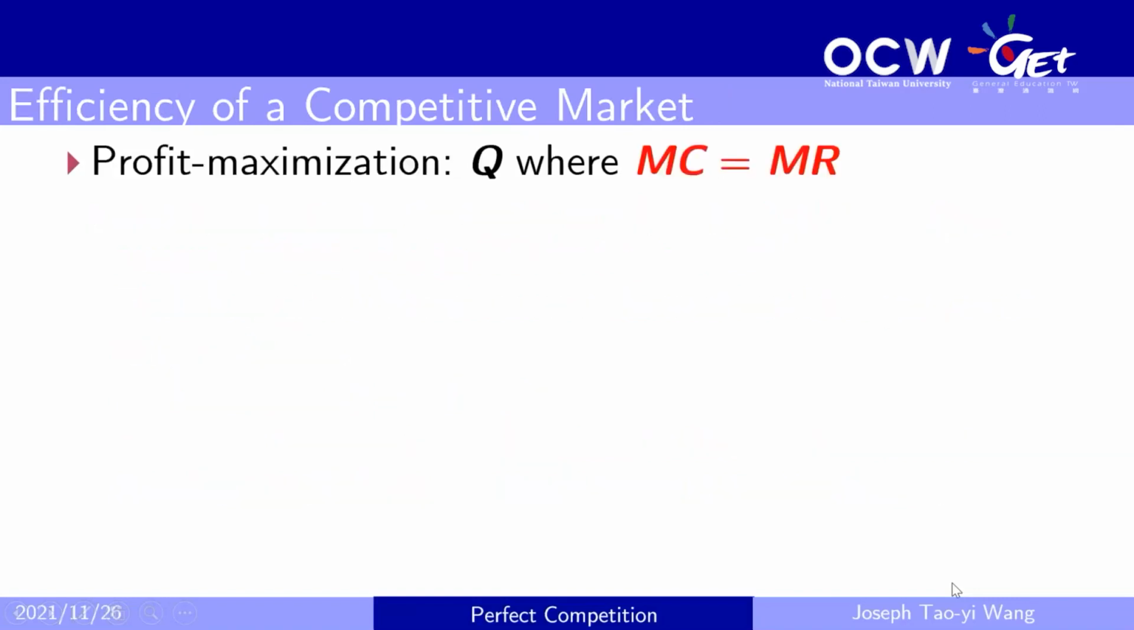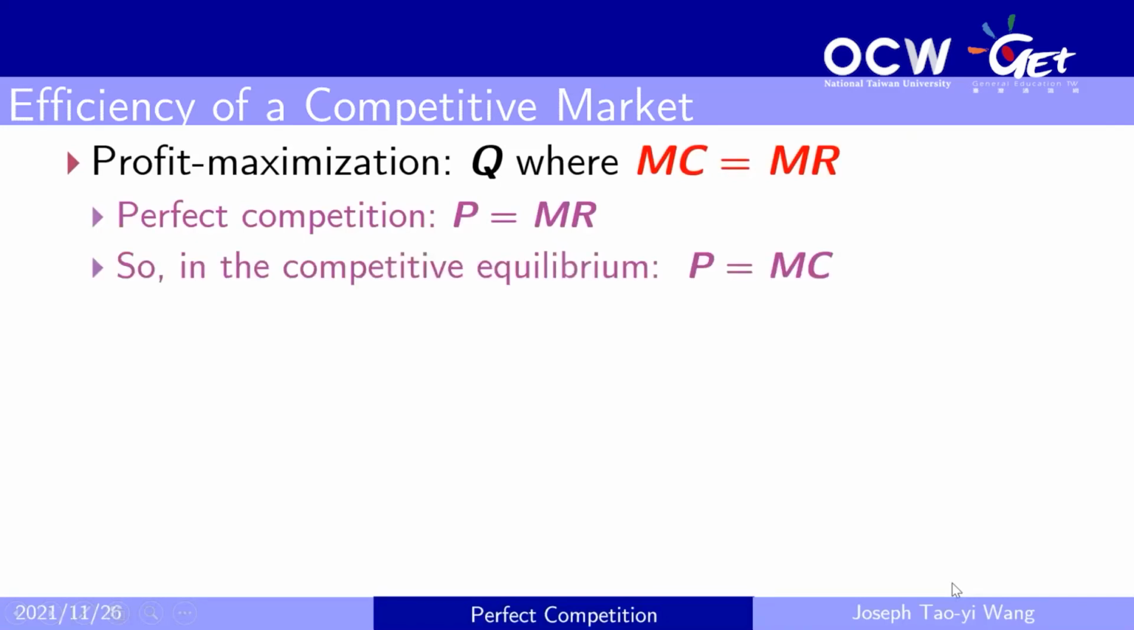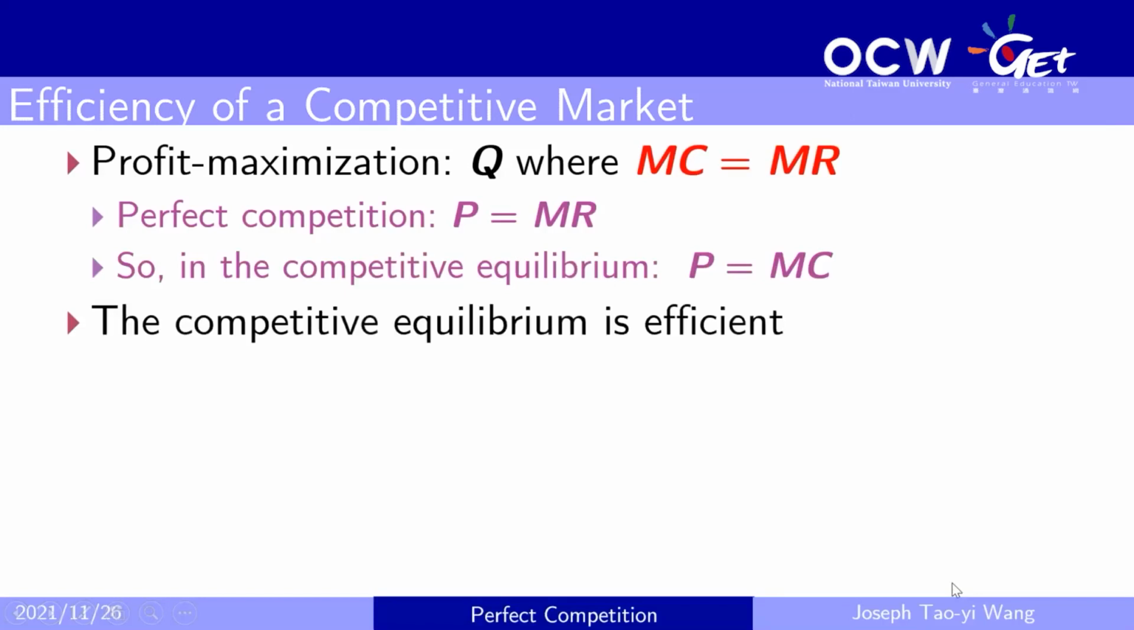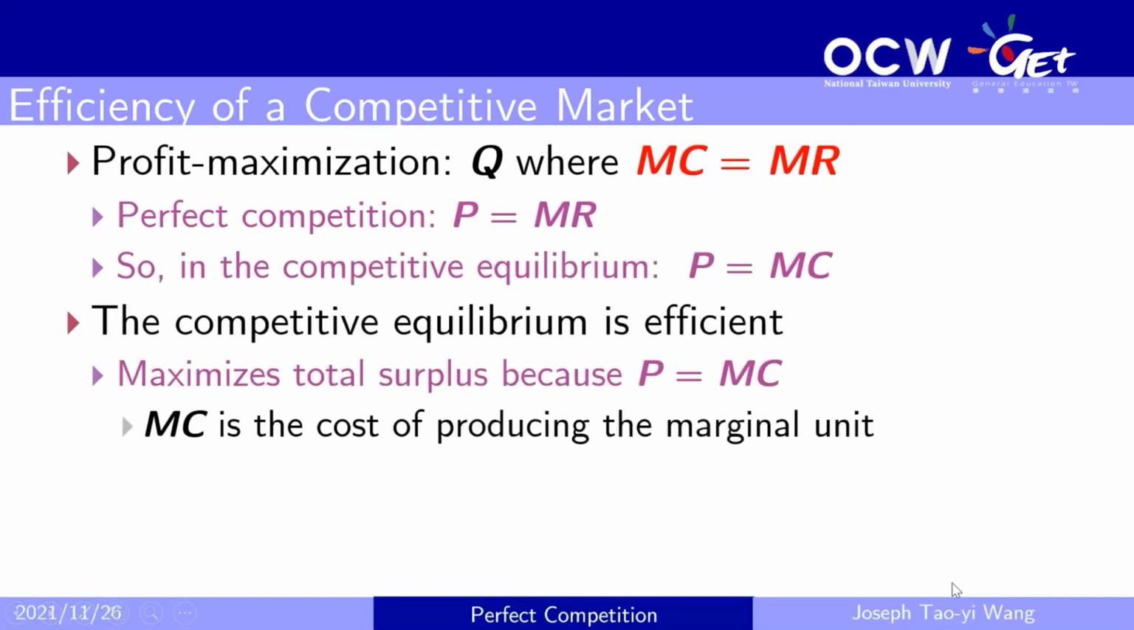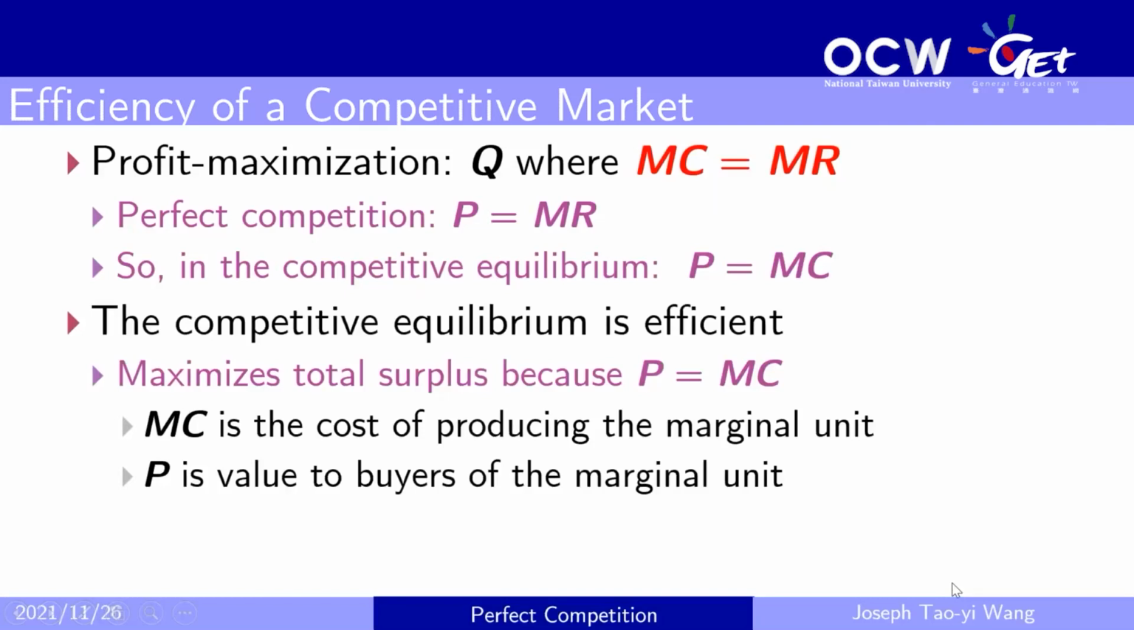Okay, finally we'll look at whether or not this market is efficient. Remember, to maximize profit, you always want to produce where MC equals MR. And under perfect competition, because MR equals the market price, you are pricing at marginal cost. So in this sense, the competitive market is efficient because you are pricing at marginal cost. Total surplus is maximized, because the marginal cost is the cost of producing this marginal unit, and the price that's paid is the value of the buyer that's buying this marginal unit. So total surplus is maximized here.